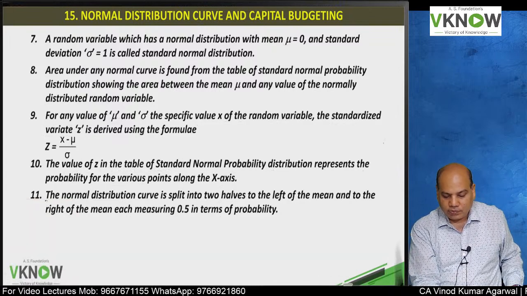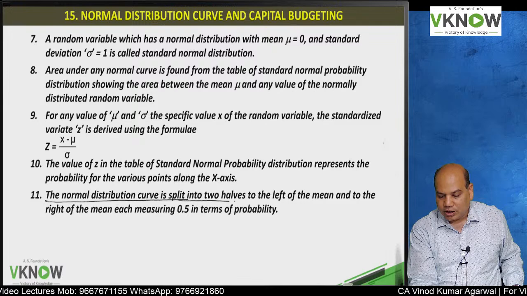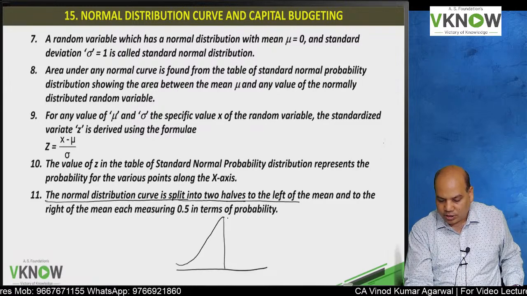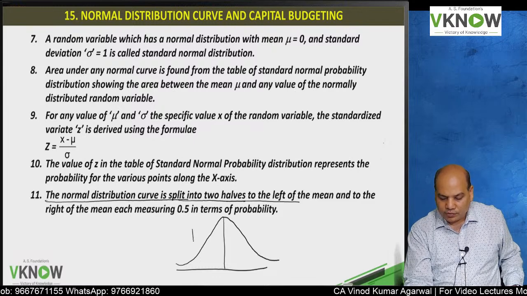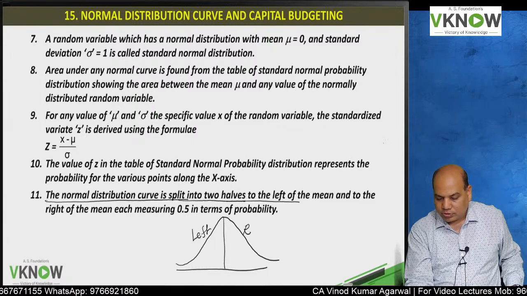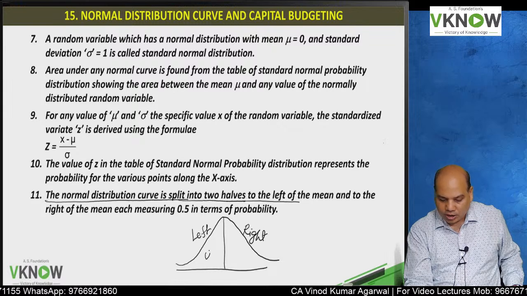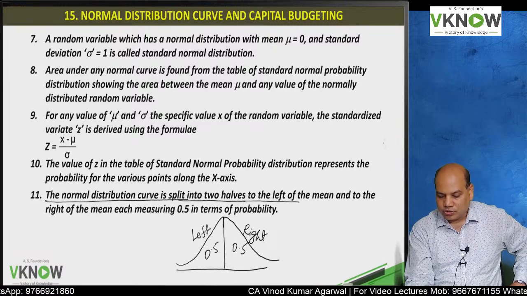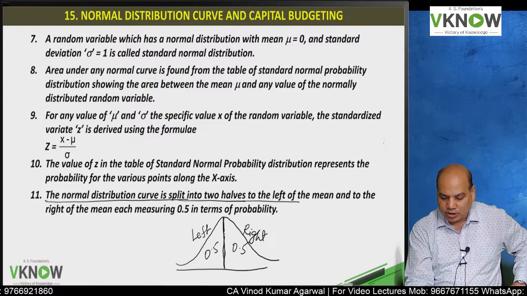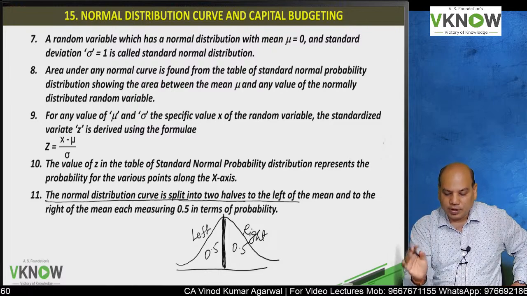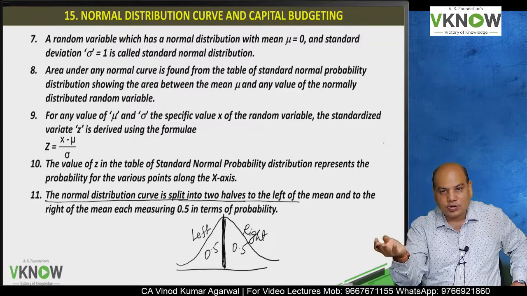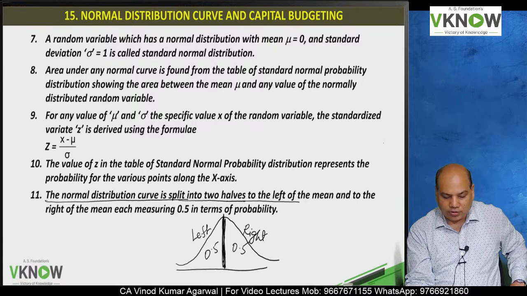Point number 11, normal distribution curve is divided into two halves. When you draw the diagram, it should look symmetrical. Left side of the mean, right side of the mean, and the area is 0.5. So if somebody asks you what is the probability that number will be less than mean, answer is 0.5. What is the probability that number will be more than mean? Answer is 0.5. Then no need to calculate.